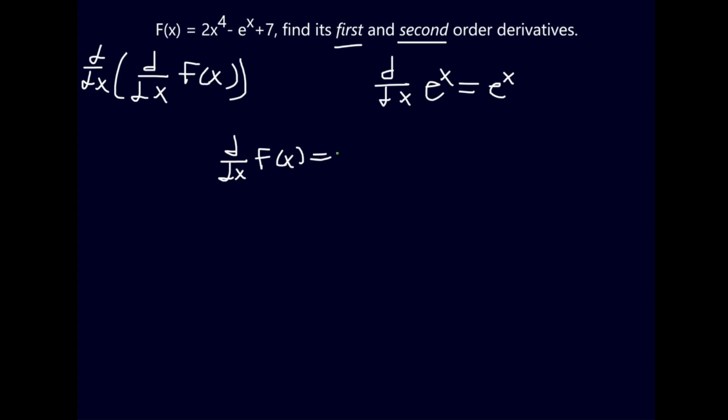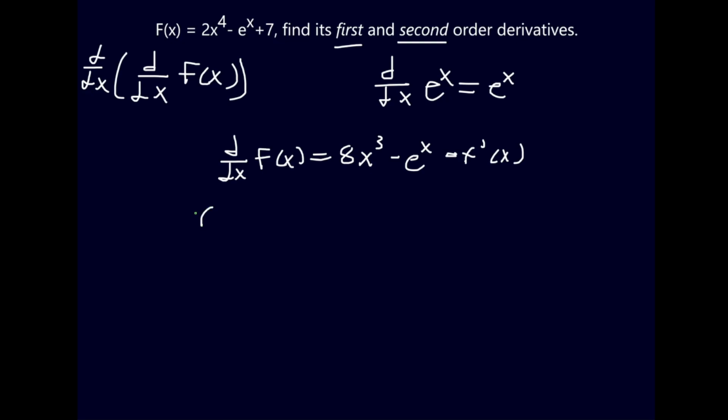So the first, as I said before, the derivative of 2x to the 4 is 8x to the 3. The derivative of e to the x is just e to the x as this rule up here. And the derivative of a constant is 0. And this is our first order derivative.